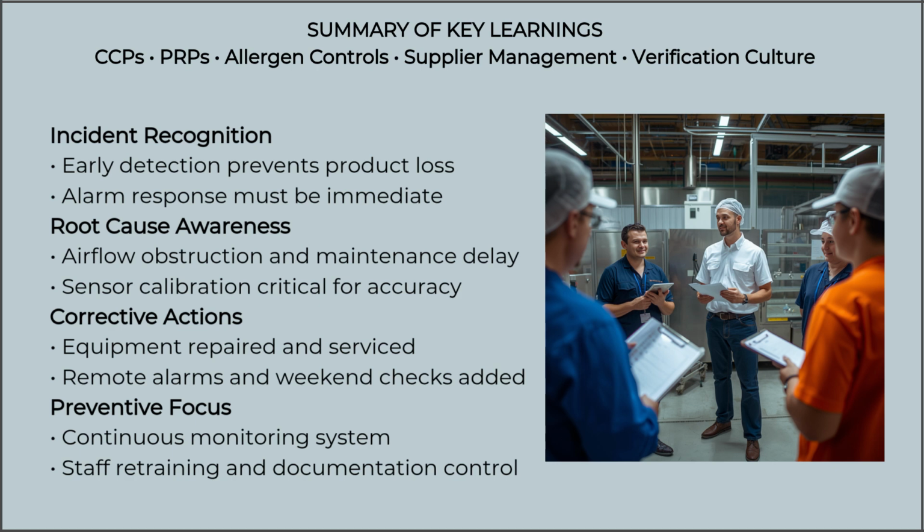Root cause analysis showed that equipment wear, airflow obstruction, and missed maintenance can quietly build risk over time. Corrective actions restored control, but the real value comes from preventive measures: continuous monitoring, remote alarms, weekend checks, and consistent documentation. Together, these practices strengthen our CCPs, reinforce our PRPs, and build a culture where food safety is protected every day.